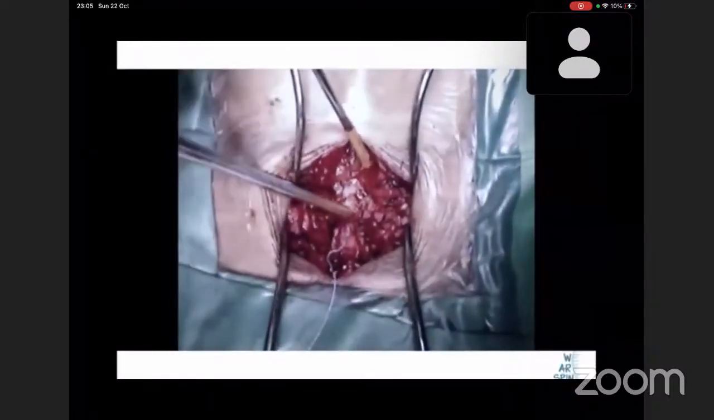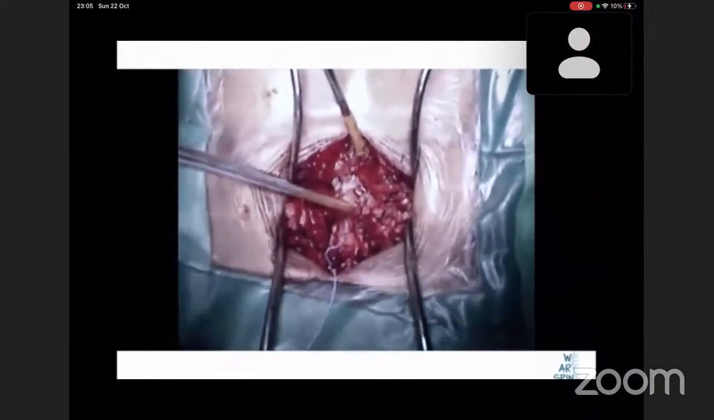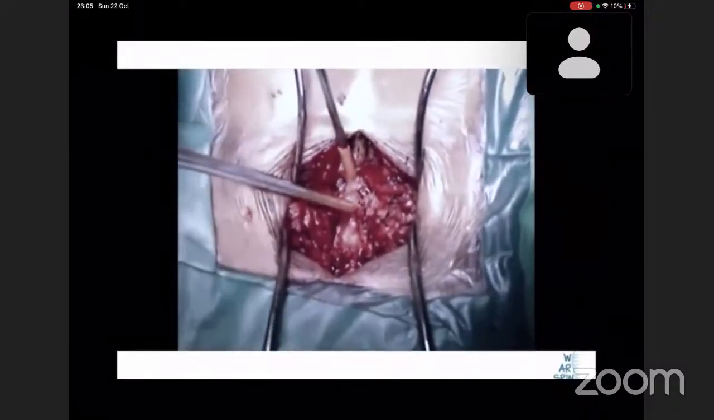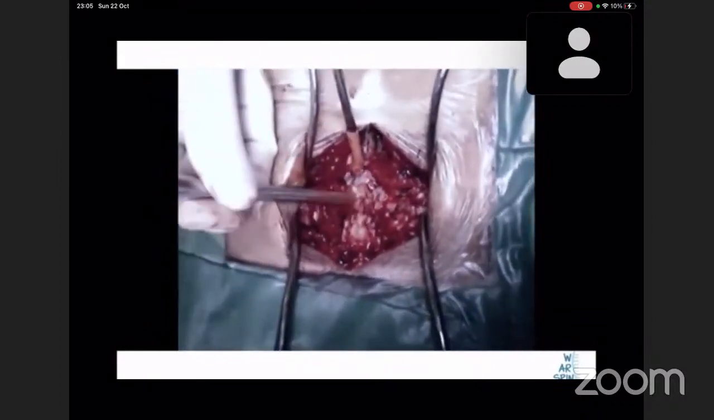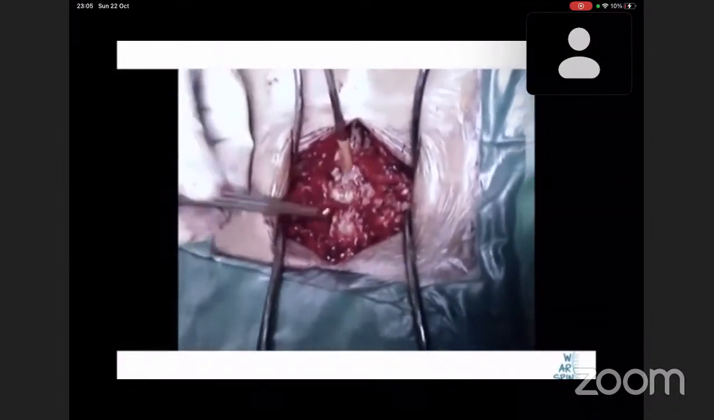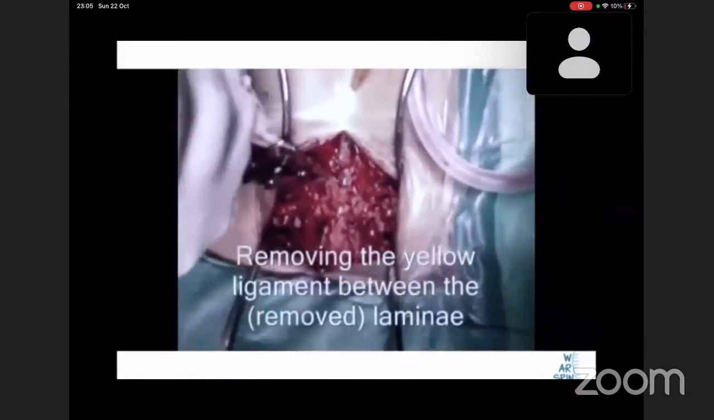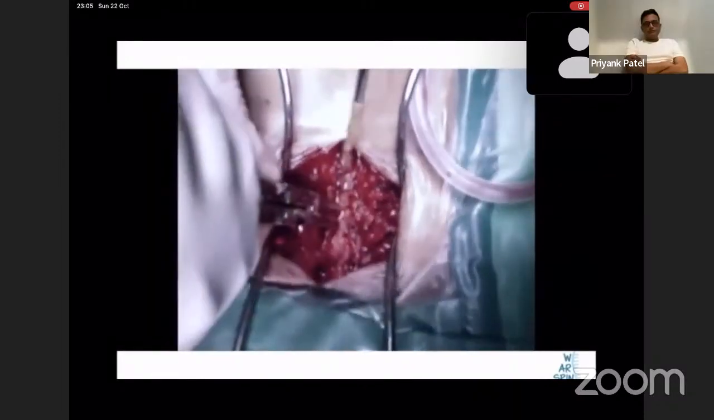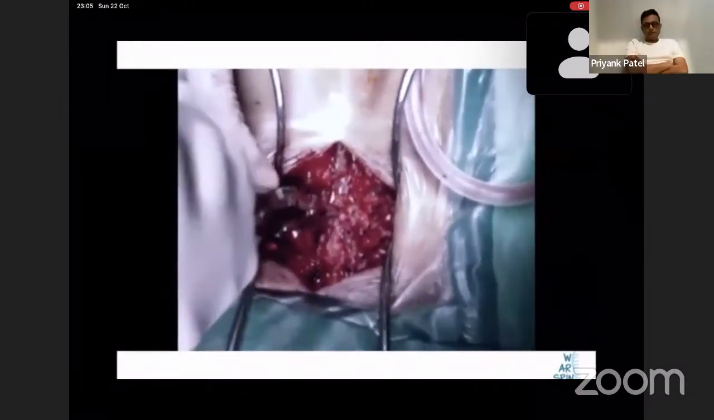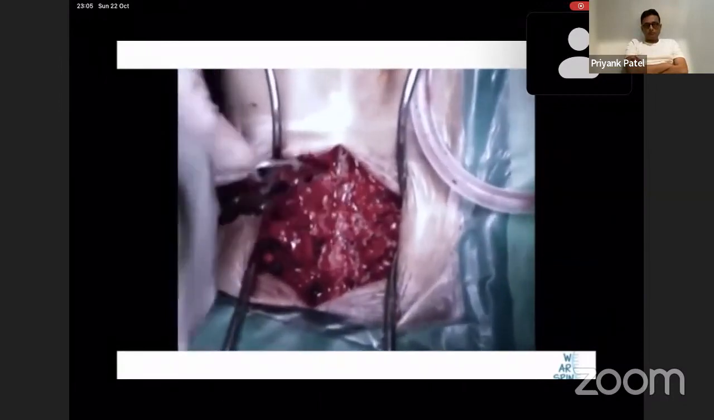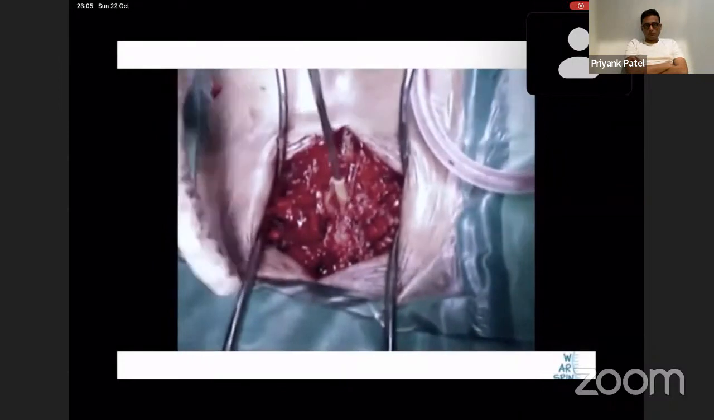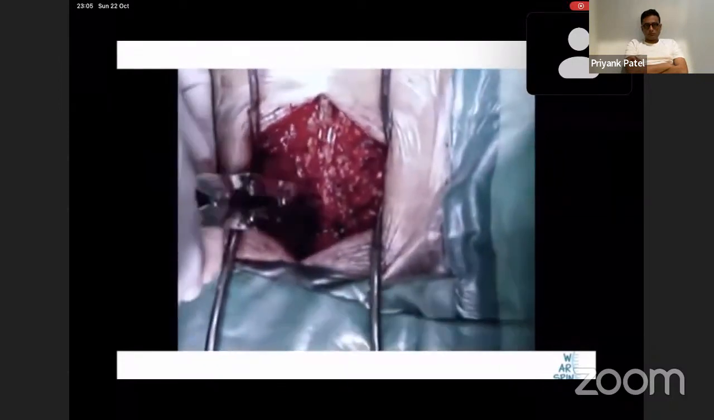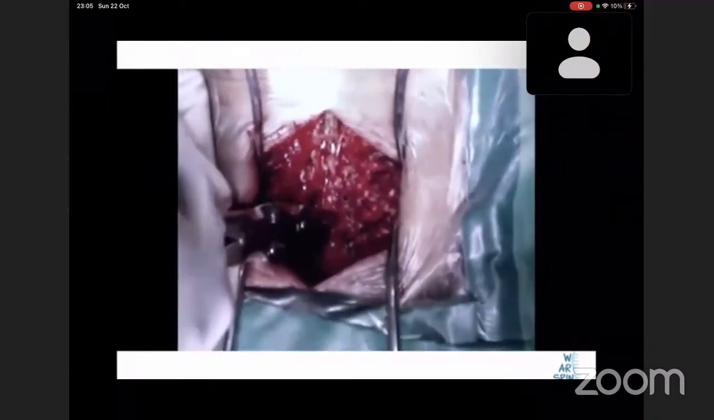So you can see here how we are slowly teasing out the ligamentum flavum. You can use cottonoids or Penfields at this stage to help create a plane between the ligamentum flavum and the dura. You can also use a disc forceps or a nibbler to separate out all the ligamentum flavum from the dura. Make sure that there are no adhesions, and if there are any, use stitches to separate it out before you pull them out.